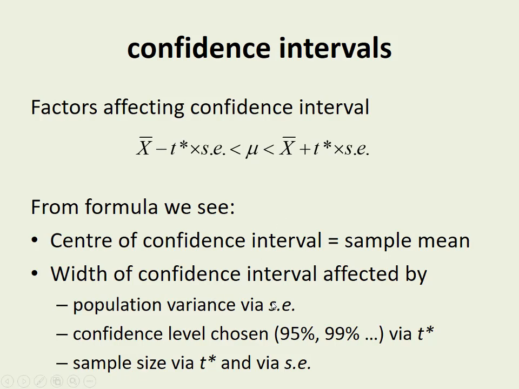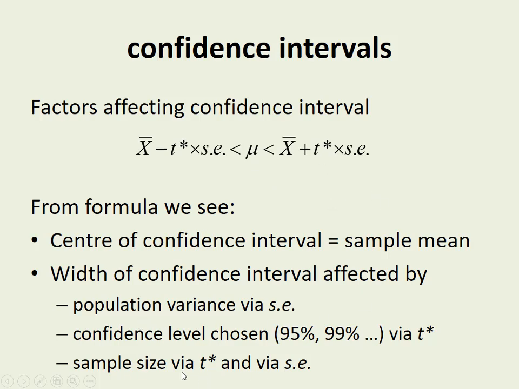You can't control this. The next two you can control. What confidence level you choose. The higher the confidence level, the bigger that value of t star has got to be, because you're chopping off a little bit at each end. This one you chop off 2.5% at each end. This one you chop off only 0.5% at each end, so t star's got to be bigger. So the higher the level of confidence interval you choose here, the wider the confidence interval must be.